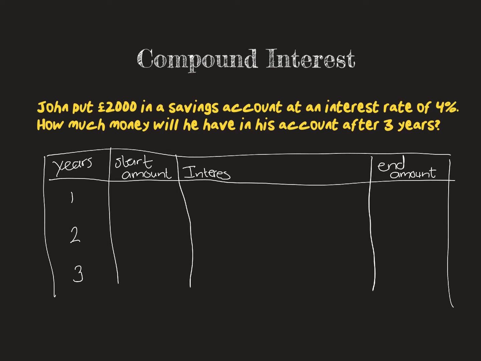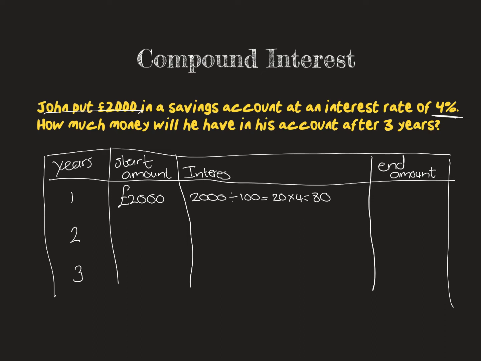Okay, so at the very beginning of year 1, John puts £2,000 in his account. So we're going to start off with 2,000. Now he gets 4% interest. You'll see that from the question. So we are going to find out what 4% of 2,000 is. So 2,000, and we're going to divide by 100, because remember 4% is 4 over 100. So divide by 100, which is 20, and times by 4, which is 80.